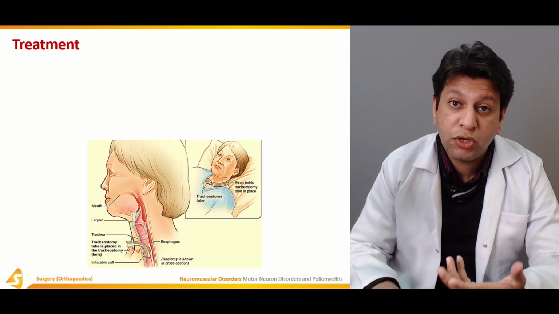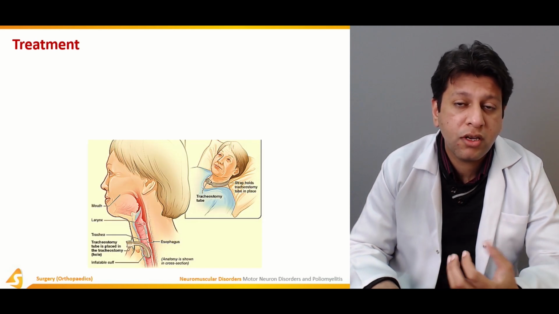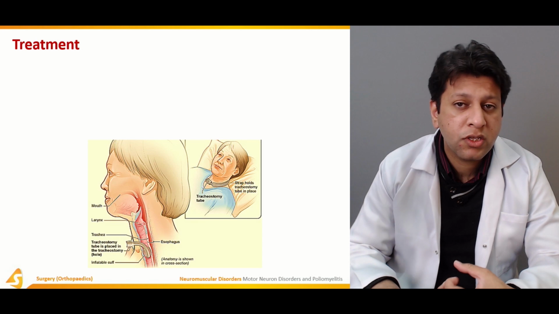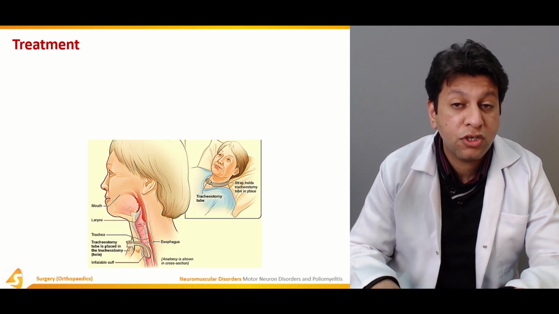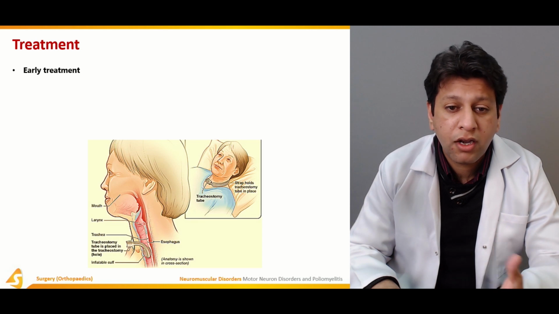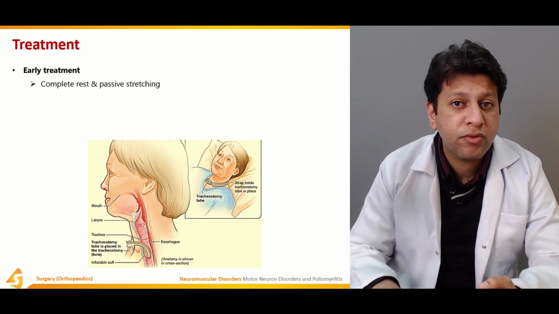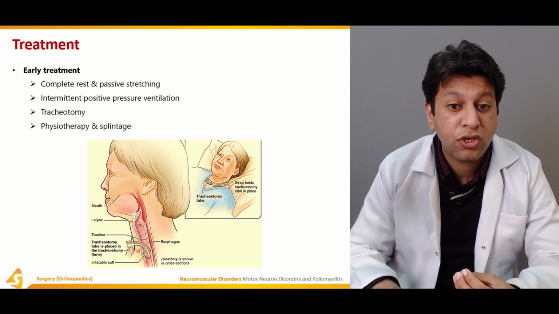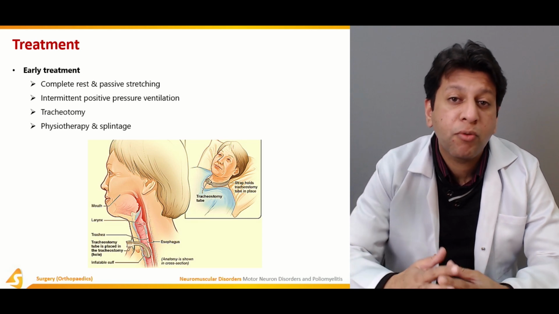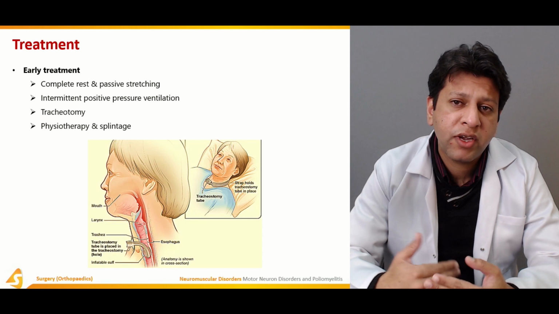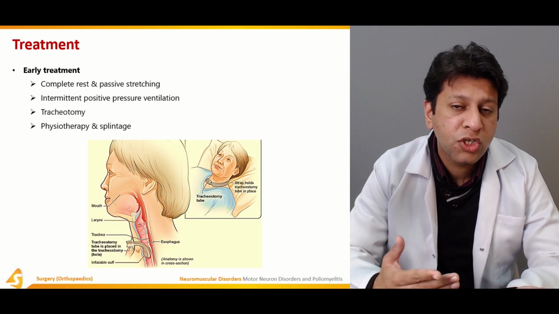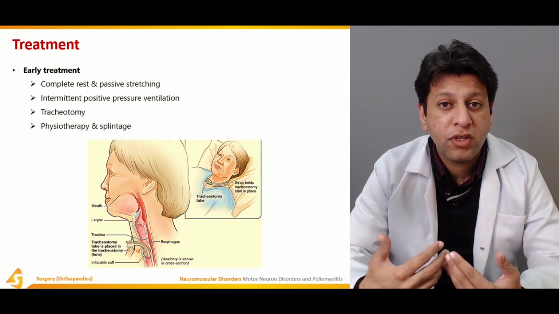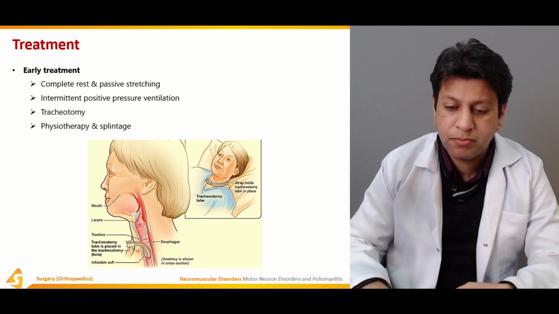Regarding treatment, the acute stage can sometimes be really severe, and it can affect the respiratory muscles as well. Once it starts affecting the respiratory muscles, the patient may need ventilatory support, because early treatment includes complete rest, passive stretching of the muscles, and intermittent positive pressure ventilation as well. There may be a need for tracheostomy or tracheotomy, physiotherapy, and splintage depending upon what kind of muscles are affected. If the limb is affected, this may only require muscle stretching and splintage. But if the respiratory muscle is affected, this may result in severe respiratory compromise and may require ventilatory support.